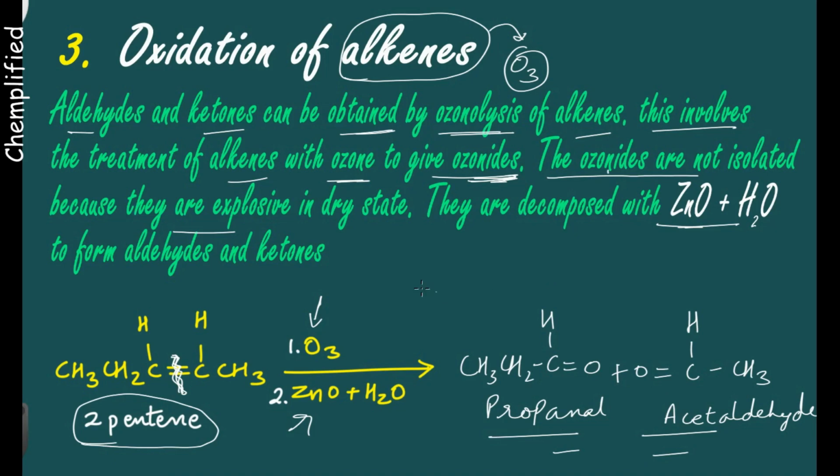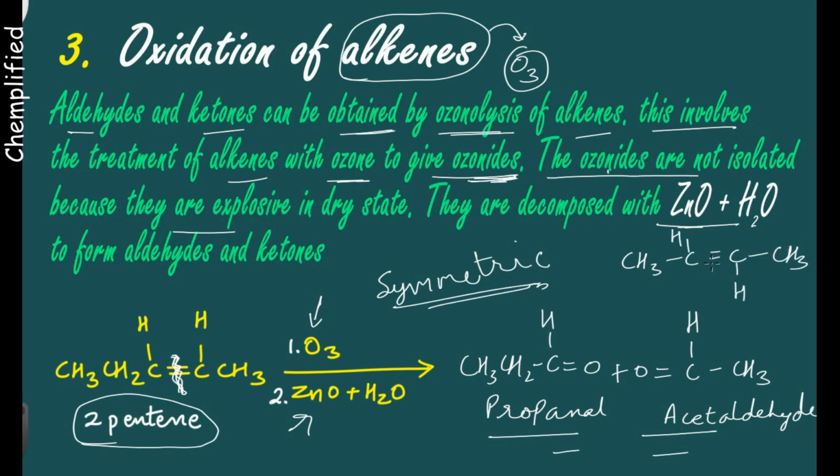Now, how to produce aldehyde and ketone using this reaction? You have to use symmetric molecules in the reactants, right? Like this. This is a symmetric molecule. When the bond breaking takes place, you will get the same type of product. All right. So this is the limitation for oxidation of alkenes.